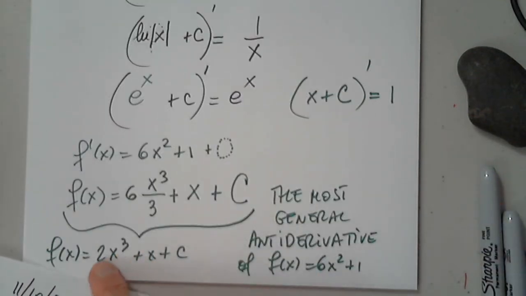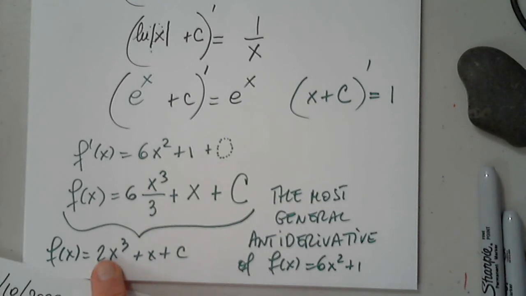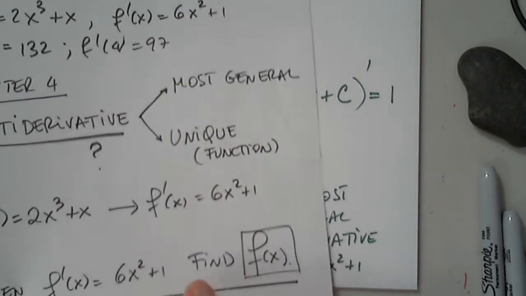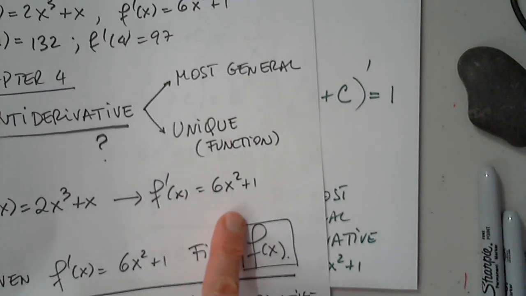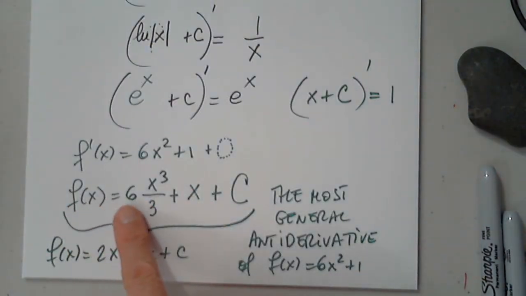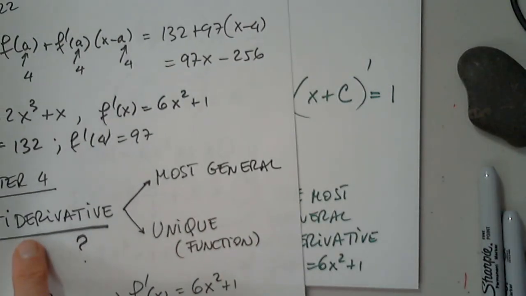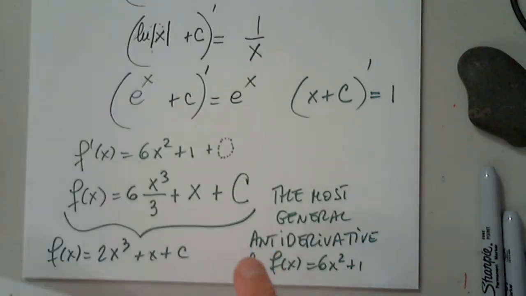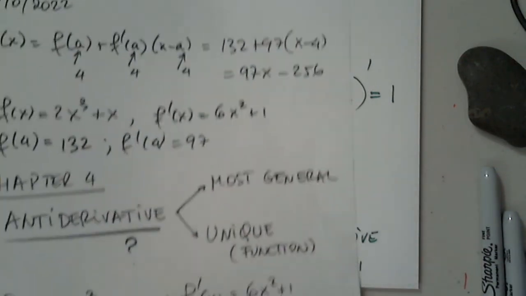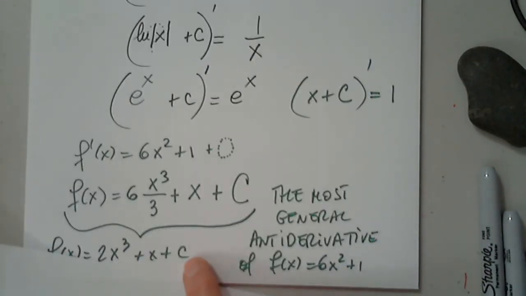Let's try. 6x squared plus 1 plus 0. 6x squared plus 1 plus 0. All of them have the same derivative. So what is the difference between these two? This is a family of functions, the most general antiderivative, infinitely many, because c can be anything. And the unique function is just this, in which specifically c is 0.